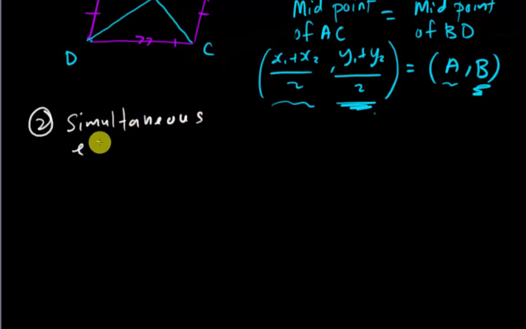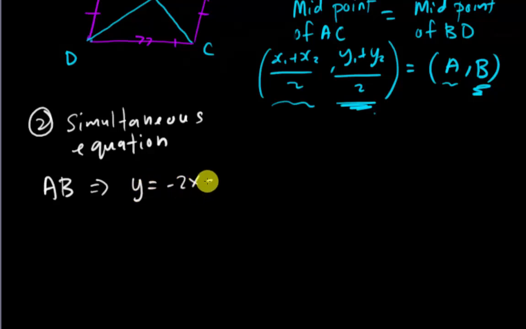Simultaneous equation. It's okay, it means in order to find the coordinate, as long as you have two equations, you just substitute the first equation into the second equation, and you can easily get the coordinate. So for example, if I have the equation AB equals to something like maybe y equals to negative 2x plus 12, and then I have the equation BC equals to y equals to 2x. So if I substitute equation AB into the equation BC, what coordinate can I find?